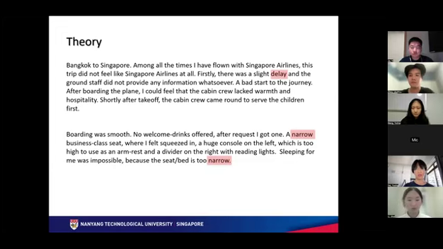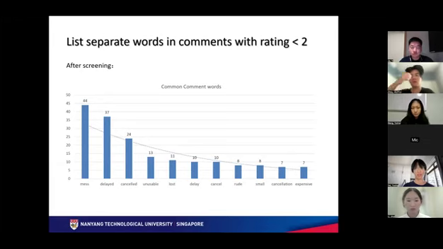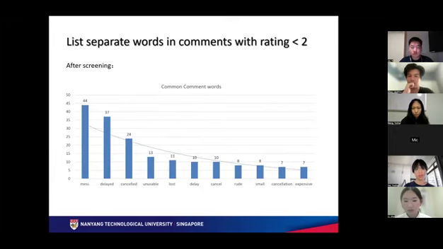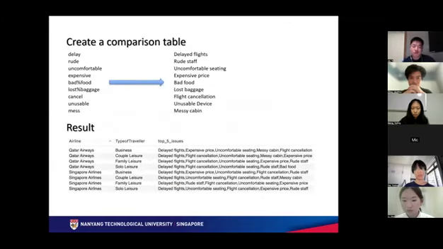So, next page, please. So we first calculated the most frequent words in the comments. We listed separate words in comments with rating less than 2, and I manually selected some negative words that may symbolize complaints. And you can see the graph. The top three words are mess, delayed, and canceled. Then we create a comparison table to connect words with complaints, and with SQL select, we can get the required result. Next, Yuting.